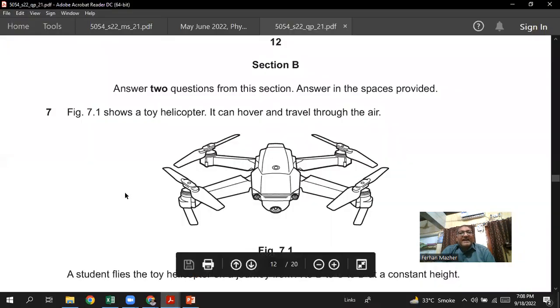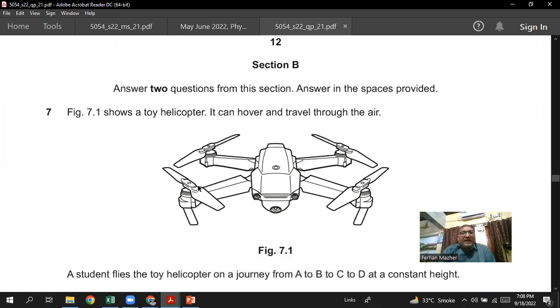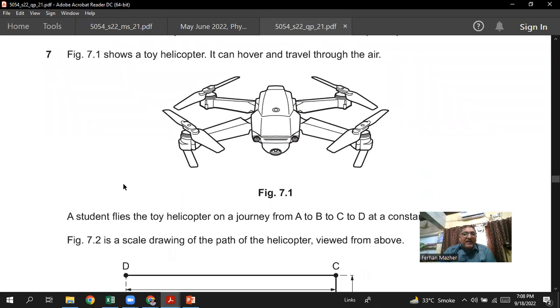So this is Section B of the May-June 2022 2-1 paper. Answer 2 questions from this section, in the spaces provided. There are 3 questions and you have to attempt 2, but because we are preparing for the exam, we will attempt all 3 questions. Figure 7.1 shows a toy helicopter. It can hover and travel through the air. So it's a helicopter.